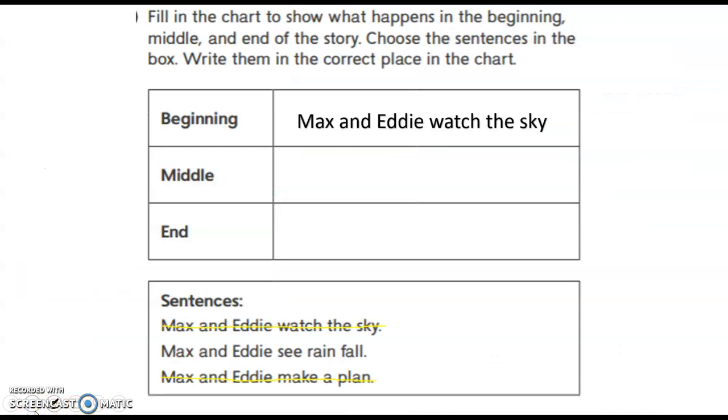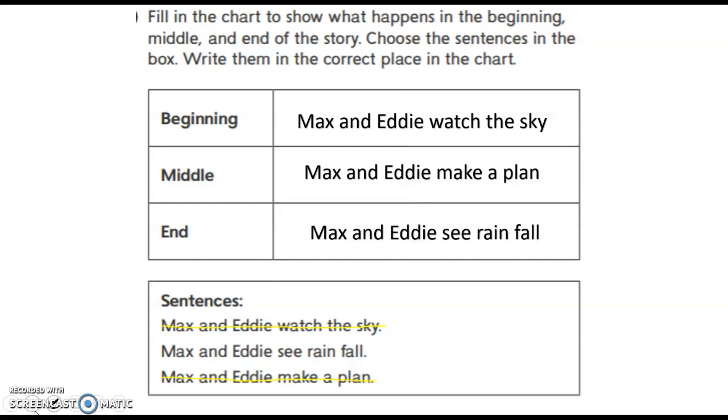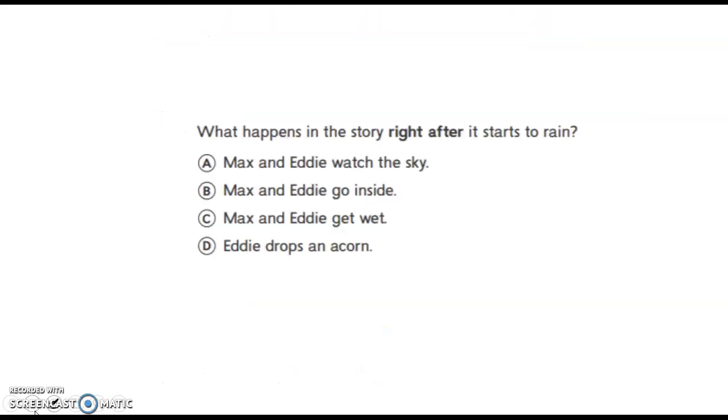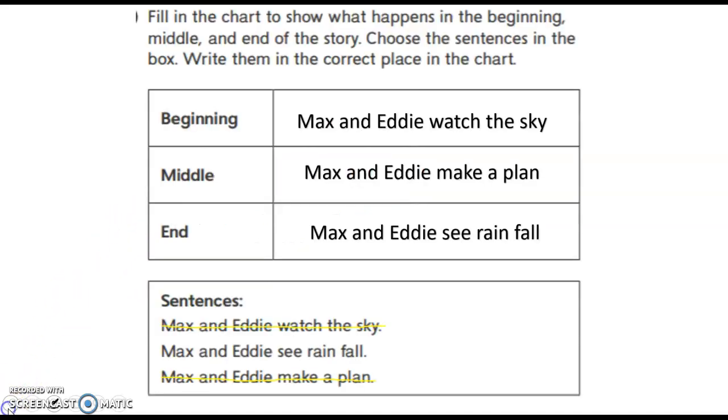So first, Max and Eddie watch the sky. In the middle, Max and Eddie make a plan. At the end, Max and Eddie see rainfall. And I looked for that text evidence, so I know I'm not wrong. Okay, what happens in the story right after it starts to rain? So Max and Eddie watch the sky. Max and Eddie go inside. Max and Eddie get wet, or Eddie drops an acorn. So let's go look for where it starts to rain.